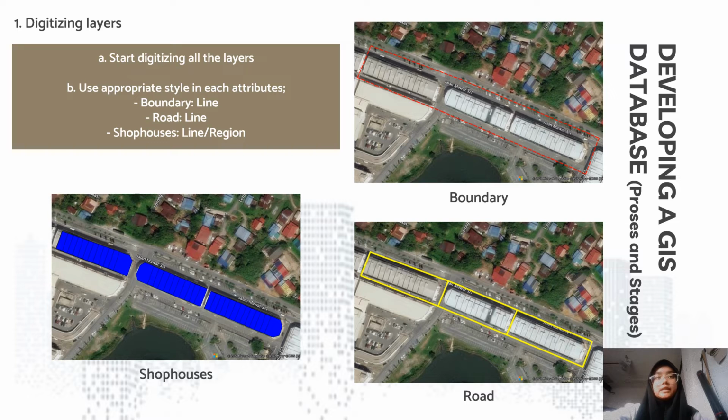Then the next step is digitizing layers. For digitizing layers, you need to start digitizing all the layers from level 1, level 2, and level 3, road and boundary. You need to use an appropriate style for each attribute. For the boundary, you need to use a line. For the road, you need to use a line as well. For the shop houses, you need to trace the line before you use the region, because it will be misplaced if you use the region at first.